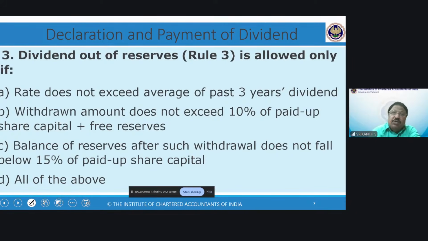Dividend out of reserves, rule 3. Dividend is allowed only if the rate does not exceed the average of the past 3 years. Yes. The withdrawn amount does not exceed 10% of PC plus FR. Yes. The balance of reserves after such withdrawal does not fall below 15% of PC. Yes. All of the above is the correct answer. All 3 conditions have to be satisfied.